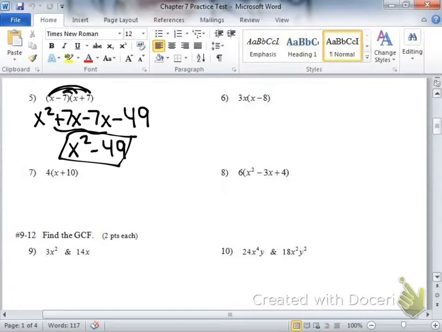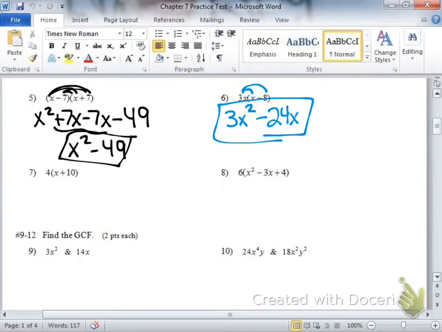Alright, I am going to distribute the 3x on the next one. 3x times x is 3x squared. Minus 3x times 8 is 24x. No like terms, nothing else to distribute, so we're done on that one. Number 7 is a pretty simple one as well. We're just single distributing. It's a monomial times a binomial. So 4 times x is 4x. And 4 times 10 is 40.